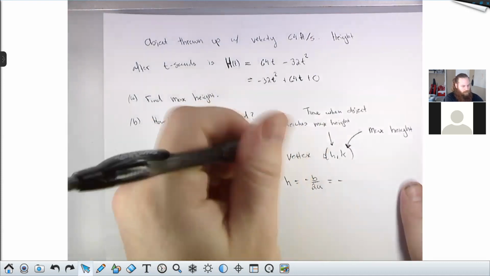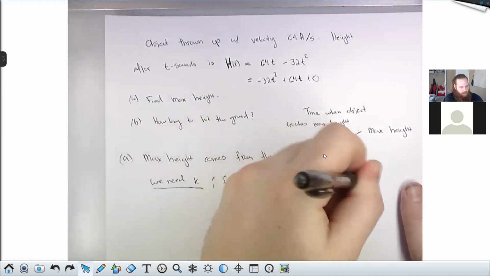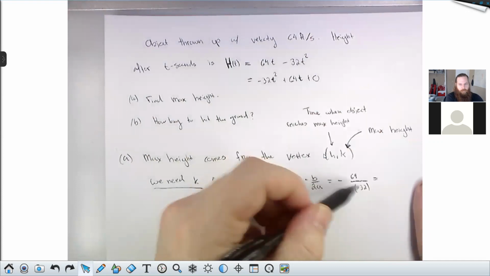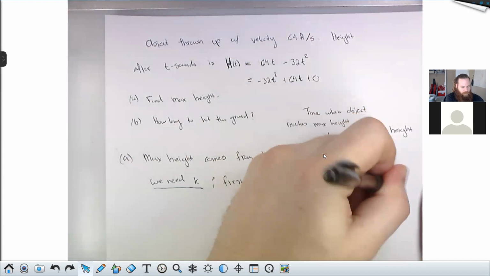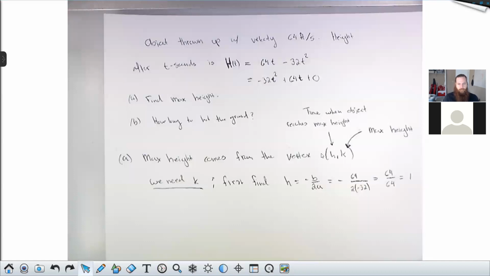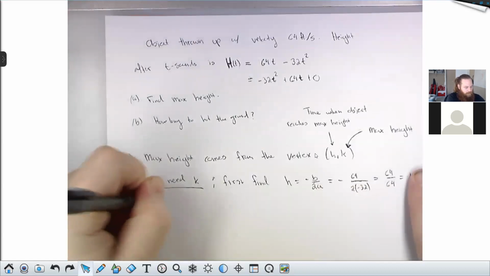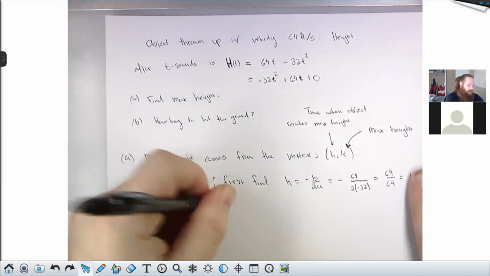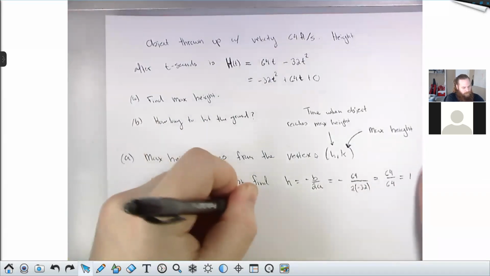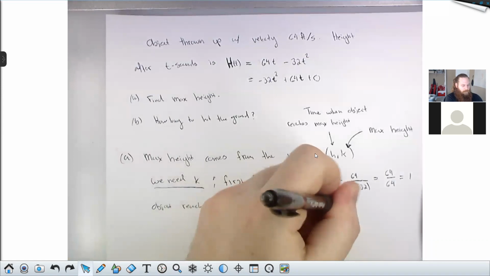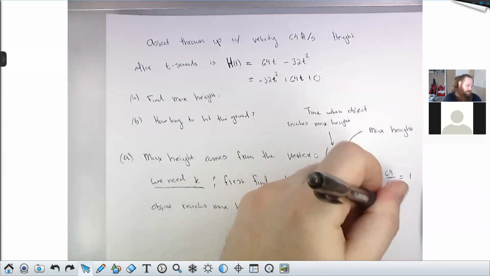So negative b over 2a is negative 64 over 2 times negative 32. Isn't that funny? So 2 times 32 is 64, and you've got a negative here and a negative here. So this is going to be 64 over 64. It'll be positive altogether, which is 1. So the thing reaches its max height. They're not asking for this right now, but if they were, the thing reaches its max height 1 second after being thrown.